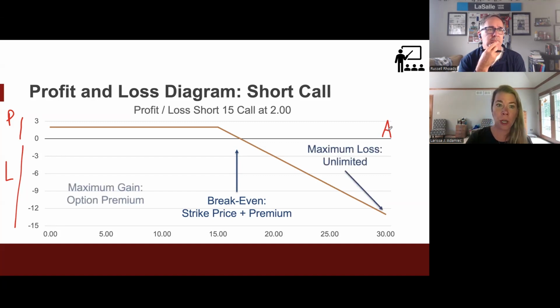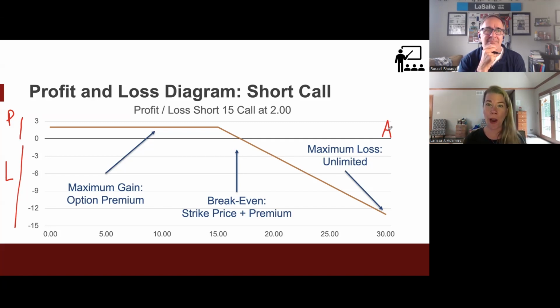I'm going to jump ahead to our max gain. And this is the amount of money that we're going to take in when we are selling short this option. And I want to also emphasize that this is a cash flow that we receive immediately. We don't have to wait until the end of the contract to receive this. As soon as the contract is sold, we're going to receive it. Our maximum loss is considered unlimited.